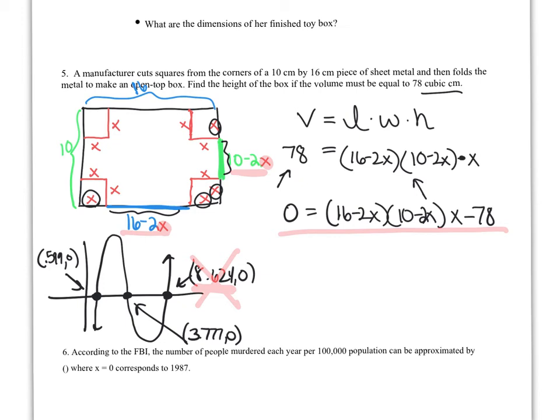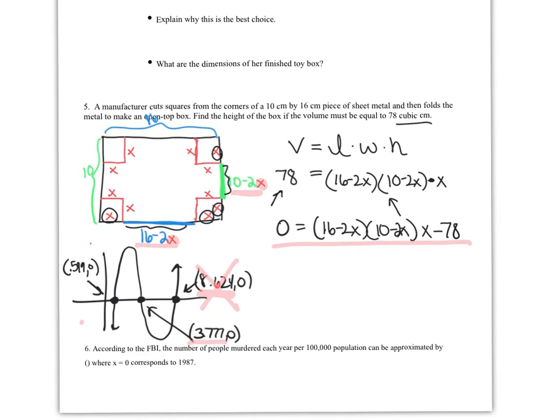So then we look at 3.777. If you were to plug that into 10 minus 2x, you would have a positive number. If you plugged it into 16 minus 2x, you would still have a positive number. So that would work. And then if you plug in the other one, which was smaller than that, 0.599, I don't know why this isn't showing. There we go. 0.599, 16 minus 2 times 0.599, you still have a length. 10 minus 2 times 0.599, you still have a width.